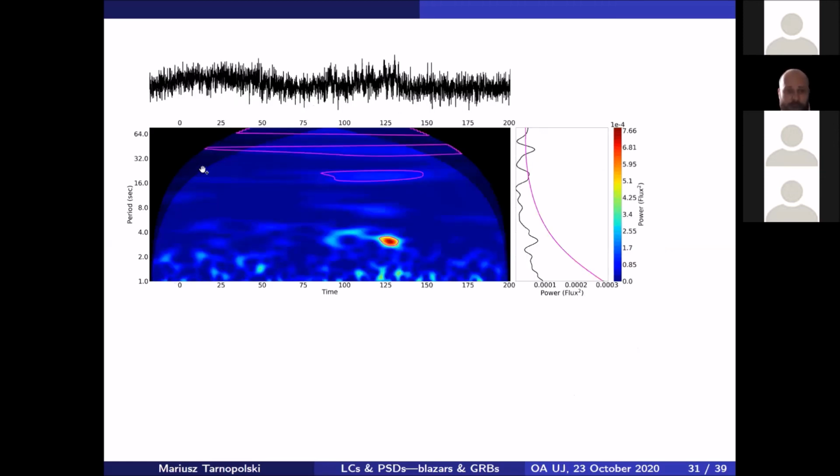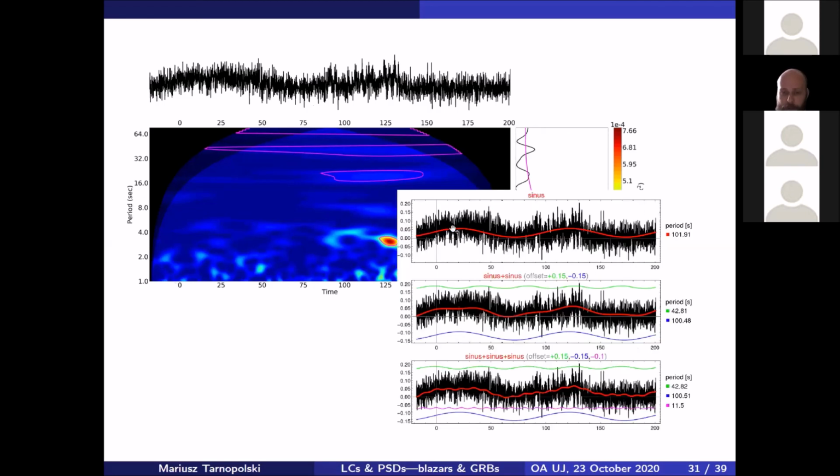So in this case, there is this 40-second modulation, but actually the first sine that is identified has a period of about 100 seconds, and it's just exceeding the range of periods shown in the scalogram here. But on top of it, there is again a 40-second period, roughly consistent with this identified QPO here.